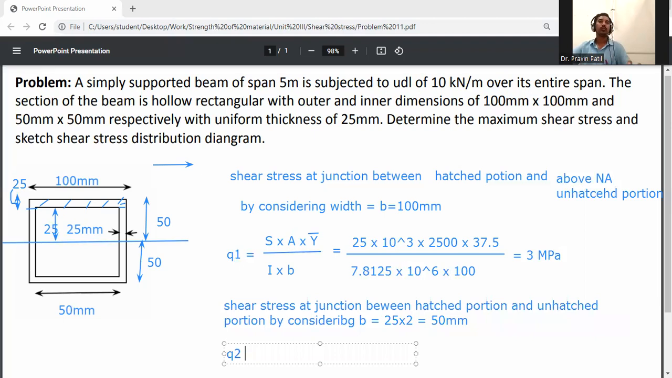So Q2 is equal to 3 into first width we have considered, 100, divided by, now we are considering width 50 mm. So removing the 100 from the Q1 equation, we are putting 50 mm there. So that is 6 MPa. So this one is Q1 and Q2. I will note down Q1 value is 3 MPa and Q2 value is 6 MPa.